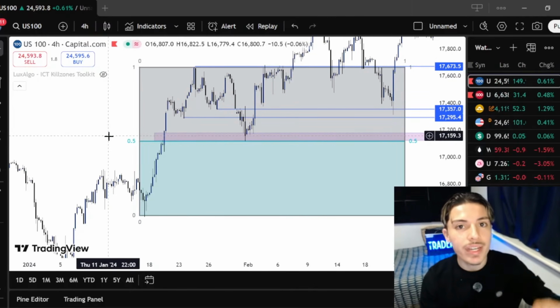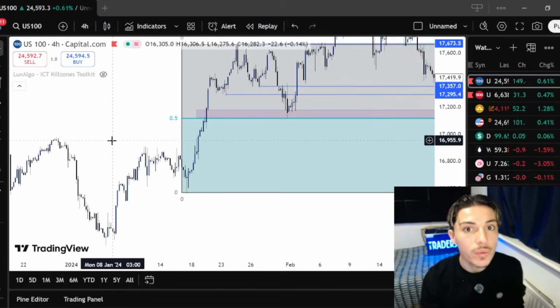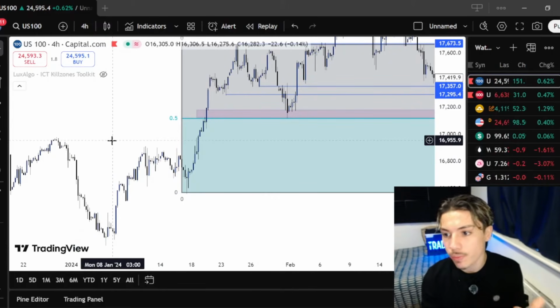And this is just a rinse and repeat cycle. Because we're in an uptrend, I'm going to rinse this continuously until we then flip. And then maybe we get a downtrend. And then I just do the same thing for a downtrend.